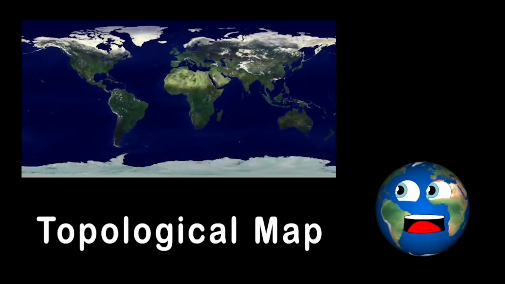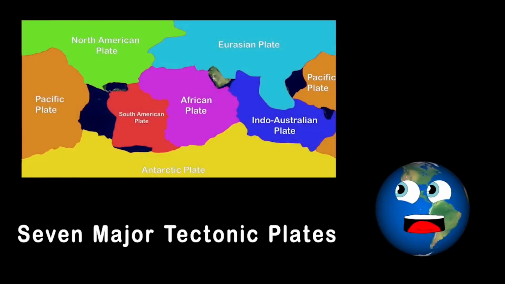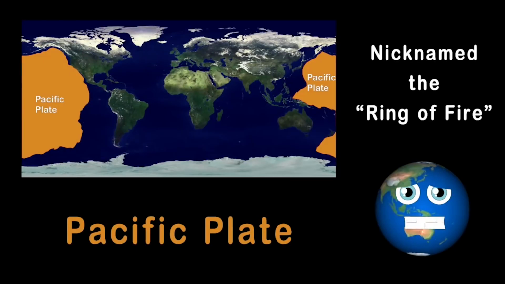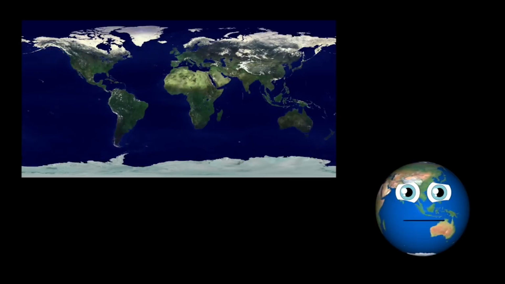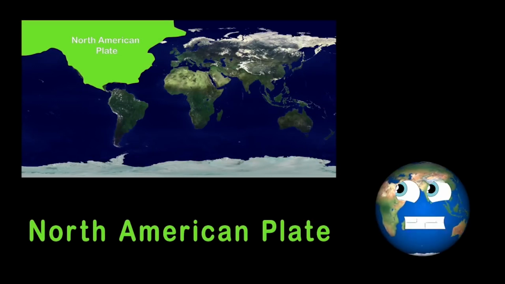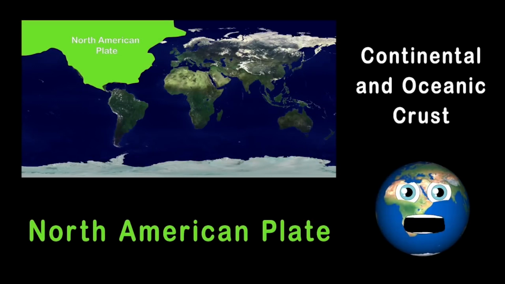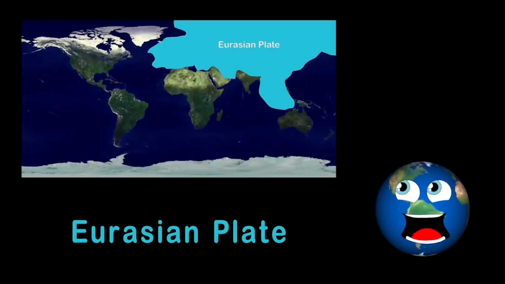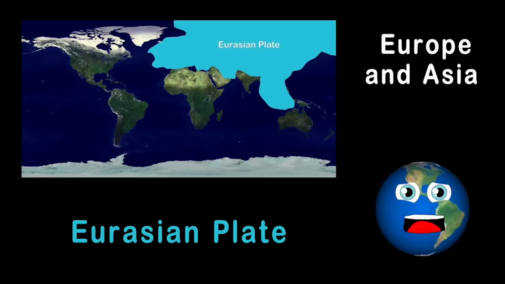Let's look at this topological map of the earth that we live on. And the 7 major tectonic plates we're learning in this song. The biggest is the Pacific plate. It lies beneath the Pacific Ocean, nicknamed the Ring of Fire due to all the volcanic commotion. The North American plate is the next on the list of major plates. It includes both continental and oceanic crust, I indicate. Next we have the Eurasian plate, also a major tectonic plate. 2 large continents, it includes our Europe and Asia today.